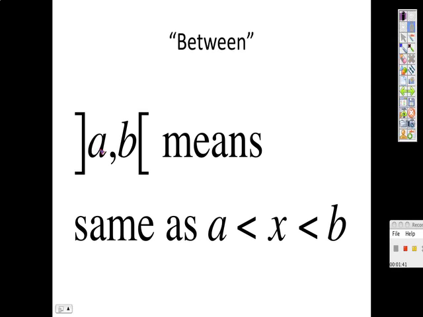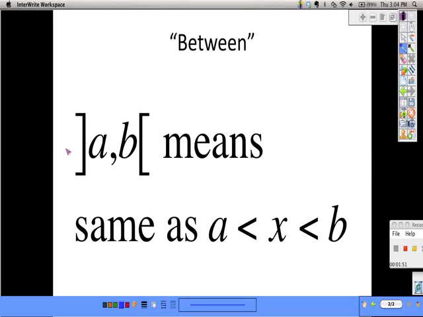So this goofy looking notation that you're going to see throughout the IB text means that x is between a and b. And I suppose technically there should be x is an element of this set, meaning the same thing as this non-inclusive interval.